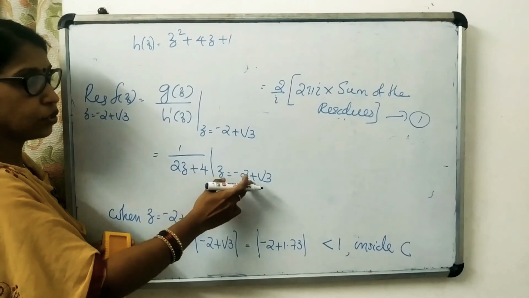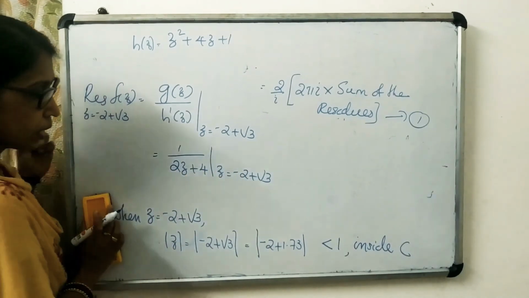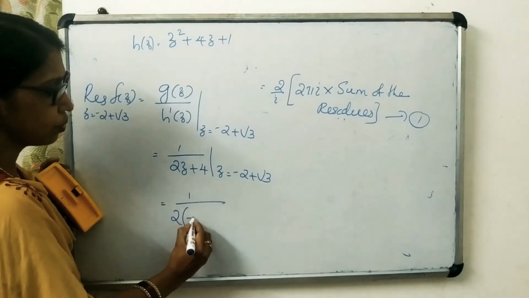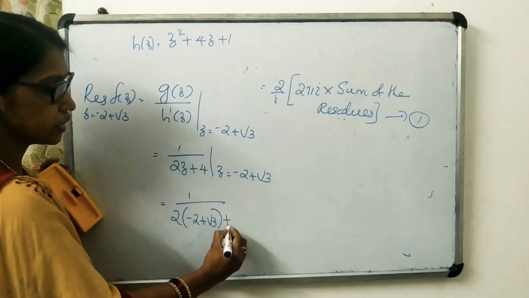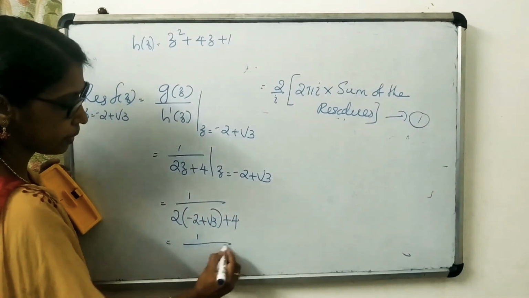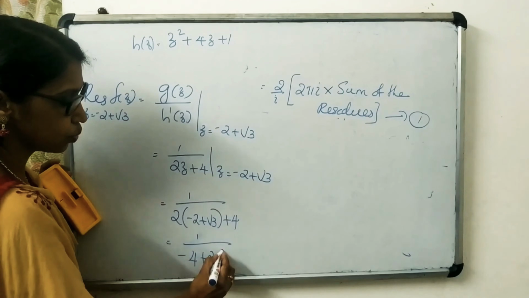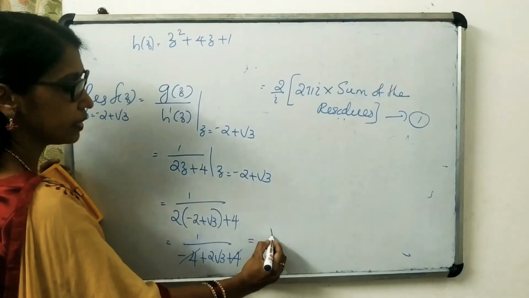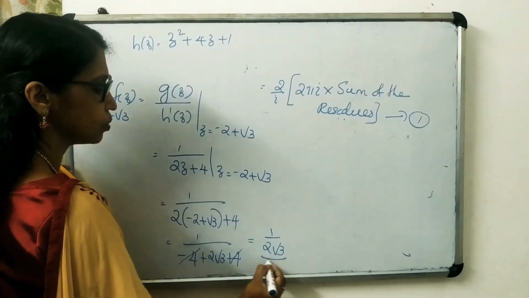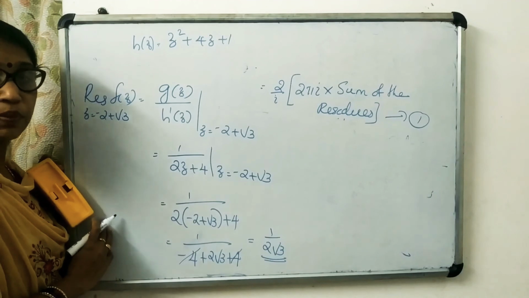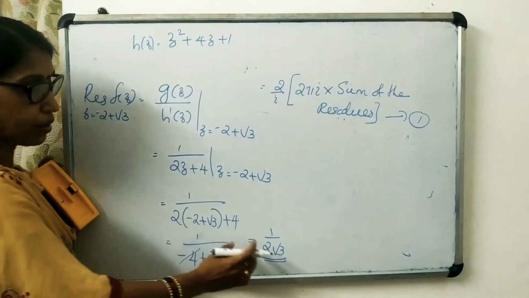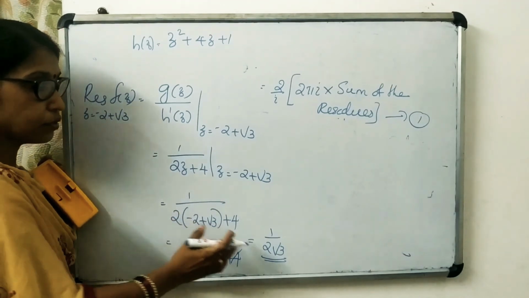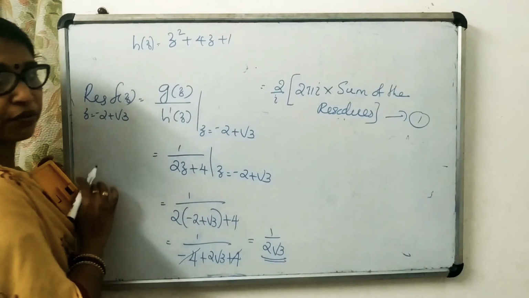Now I am putting Z equal to minus 2 plus root 3 in this term, and we get 1 by 2 into minus 2 plus root 3 plus 4. This is equal to 1 by minus 4 plus 2 root 3 plus 4. Minus 4 plus 4 get cancelled and we get 1 by 2 root 3. So this is the residue at the pole Z equal to minus 2 plus root 3. Only one pole is inside C, so only one residue. Now we have to put this value in equation number 1.